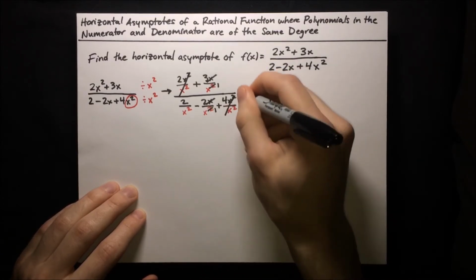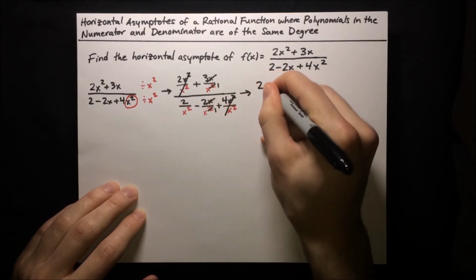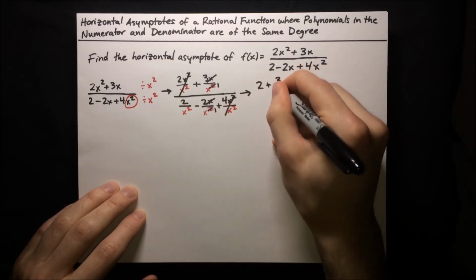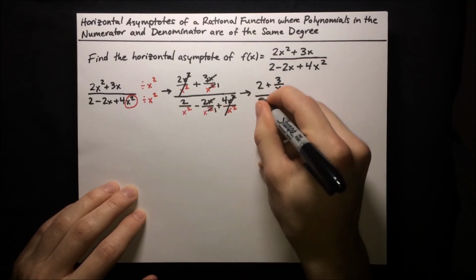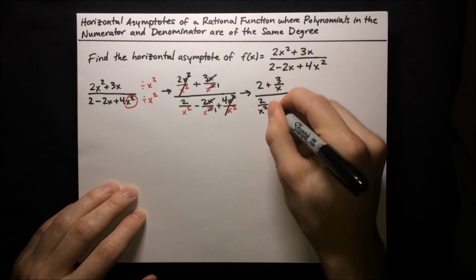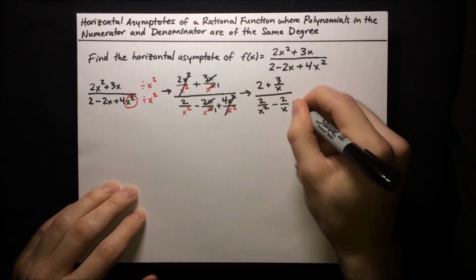Alright, so let's write this in simplified form. So we've just got 2 plus 3 over x to the first, so just 2 plus 3 over x, all divided by 2 over x squared, then minus 2 over x, and then plus 4.